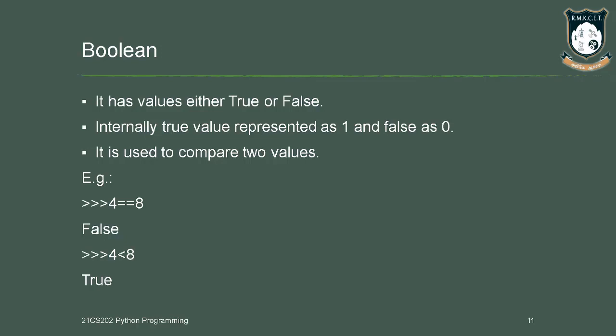So here you can see 4 equal to 8. Usually we know that 4 is not equal to 8, so we are getting the result as false. Similarly, 4 less than 8 is true, so you are getting the value as true.